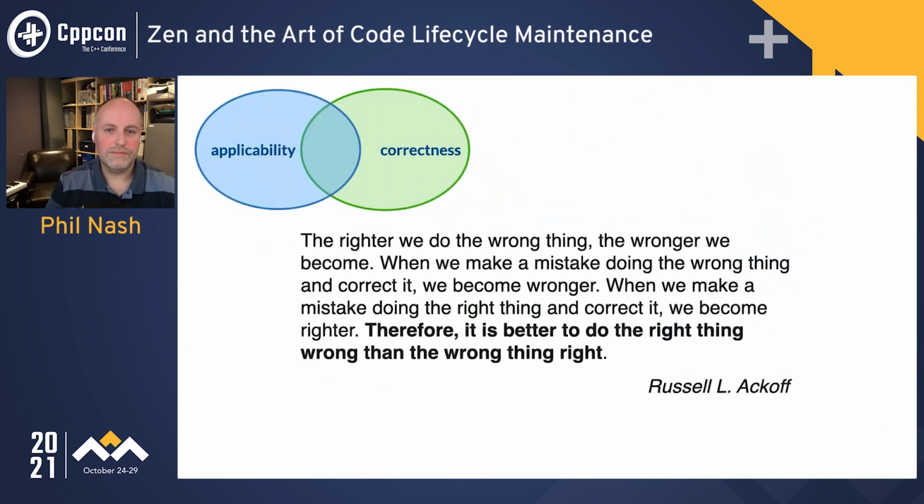And in fact, there's quite a well-known quote from, again, another systems theorist, Russell Ackoff. The righter we do the wrong thing, the wronger we become. When we make a mistake doing the wrong thing and correct it, we become wronger. When we make a mistake doing the right thing and correct it, we become righter. And here's his conclusion. This is the bit that everyone remembers. Therefore, it's better to do the right thing wrong than the wrong thing right. Or sometimes it's worded as do the right thing first and then do it righter.